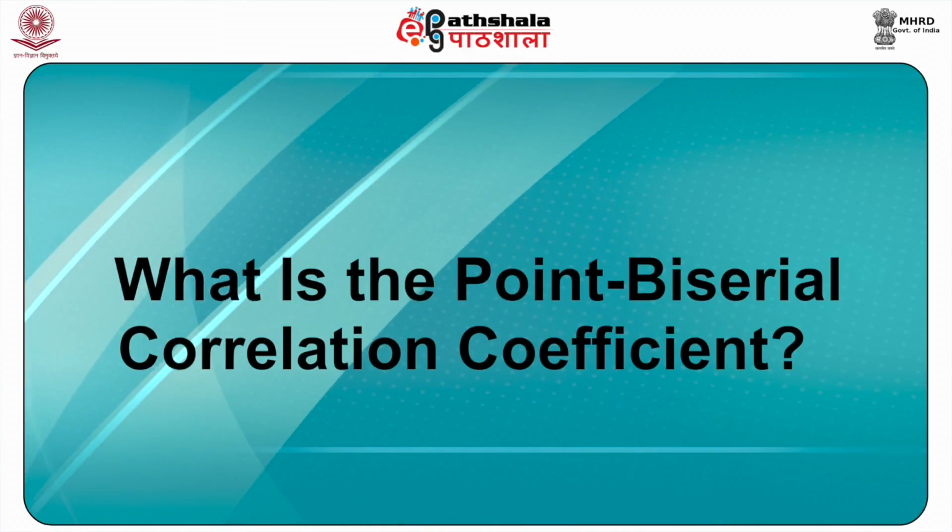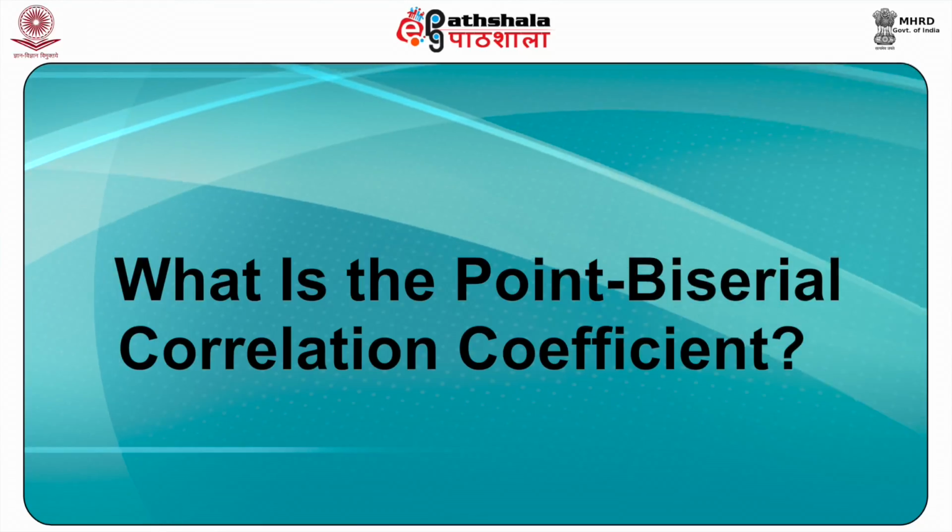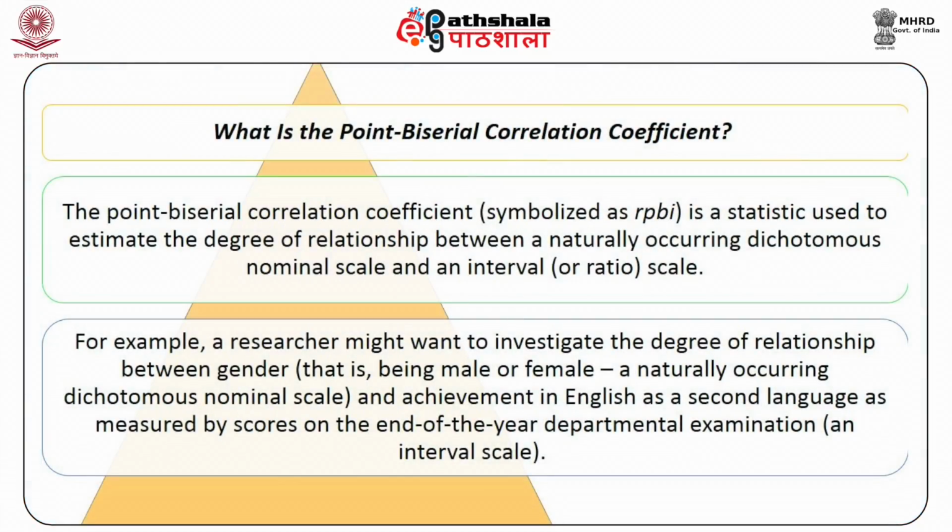What is the point-biserial correlation coefficient? The point-biserial correlation coefficient, symbolized as r subscript pbi, signifying point-biserial, is a statistic used to estimate the degree of relationship between a naturally occurring dichotomous nominal scale and an interval scale or ratio scale measure.